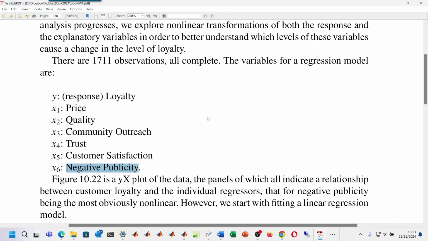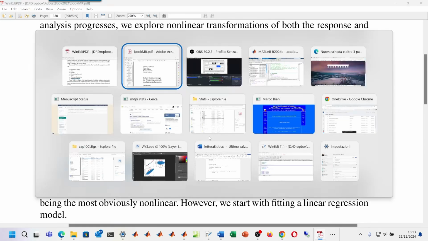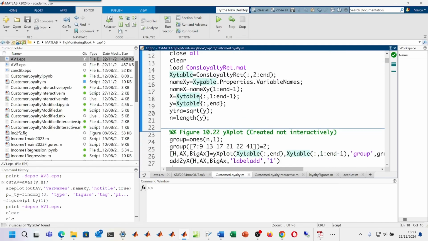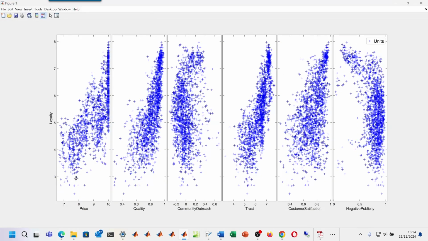We start with a y-x plot of the data, the panels of which all indicate the relationship between customer loyalty and the particular explanatory variables. Loyalty is shown against the 6 explanatory variables.